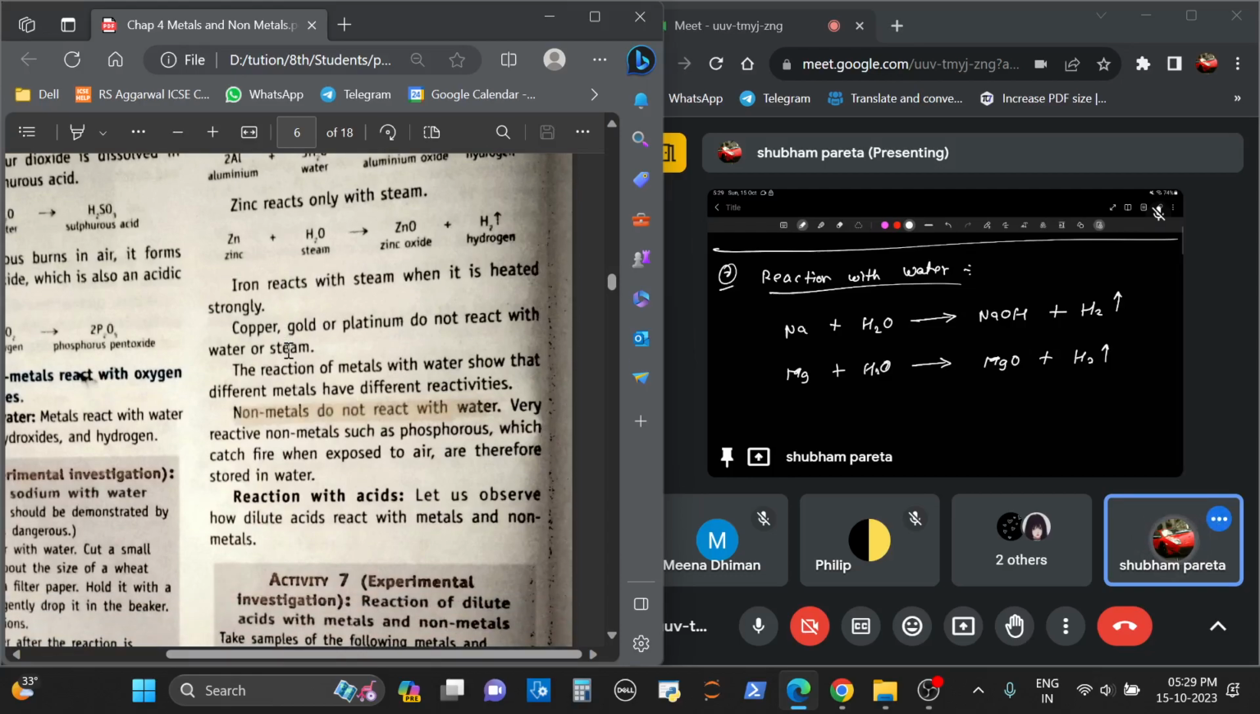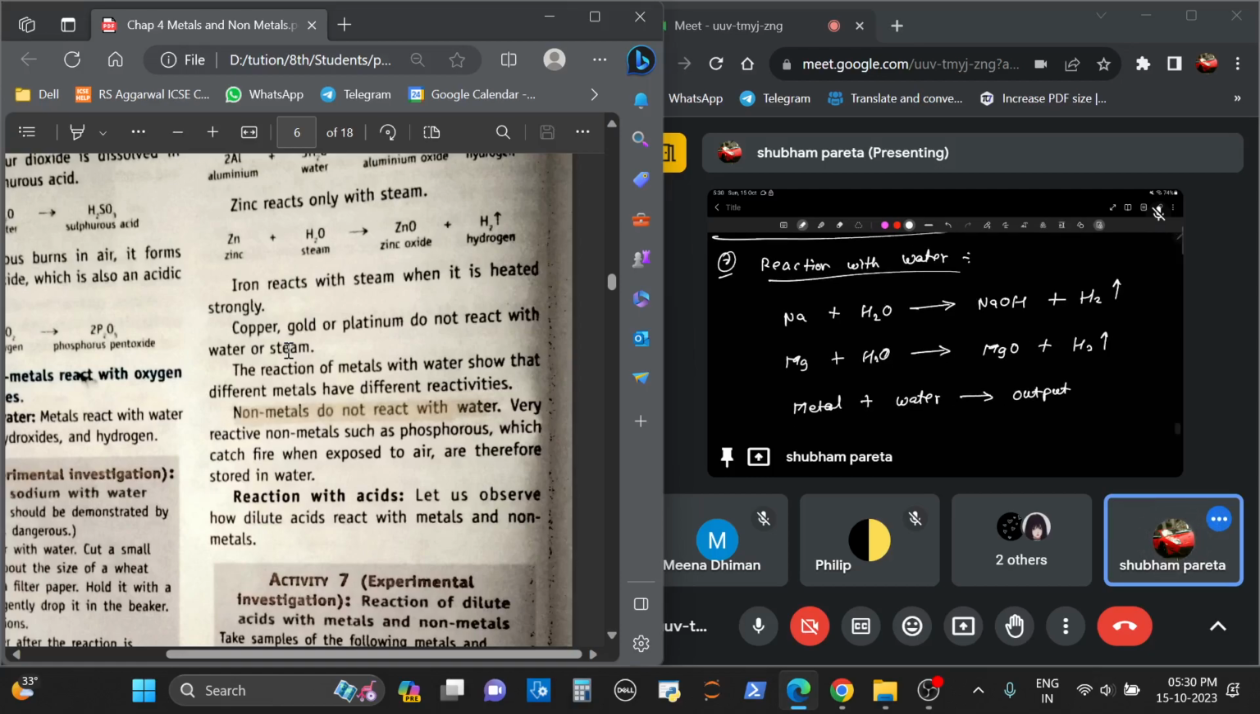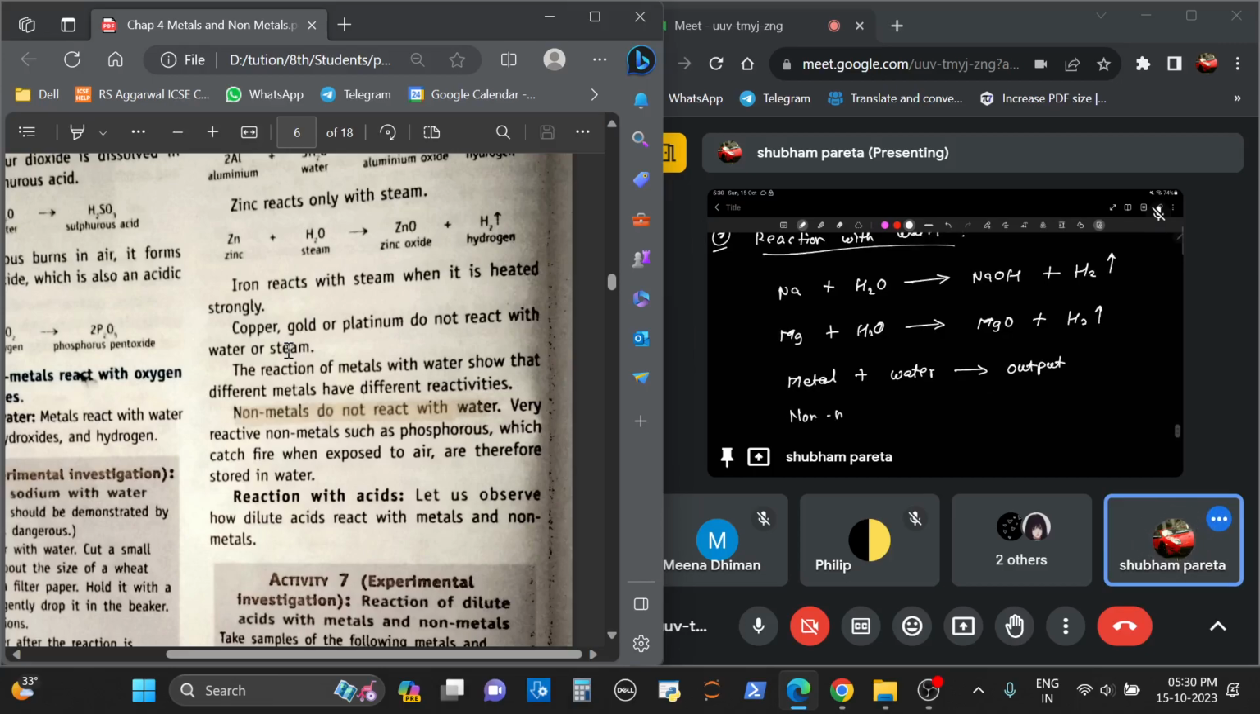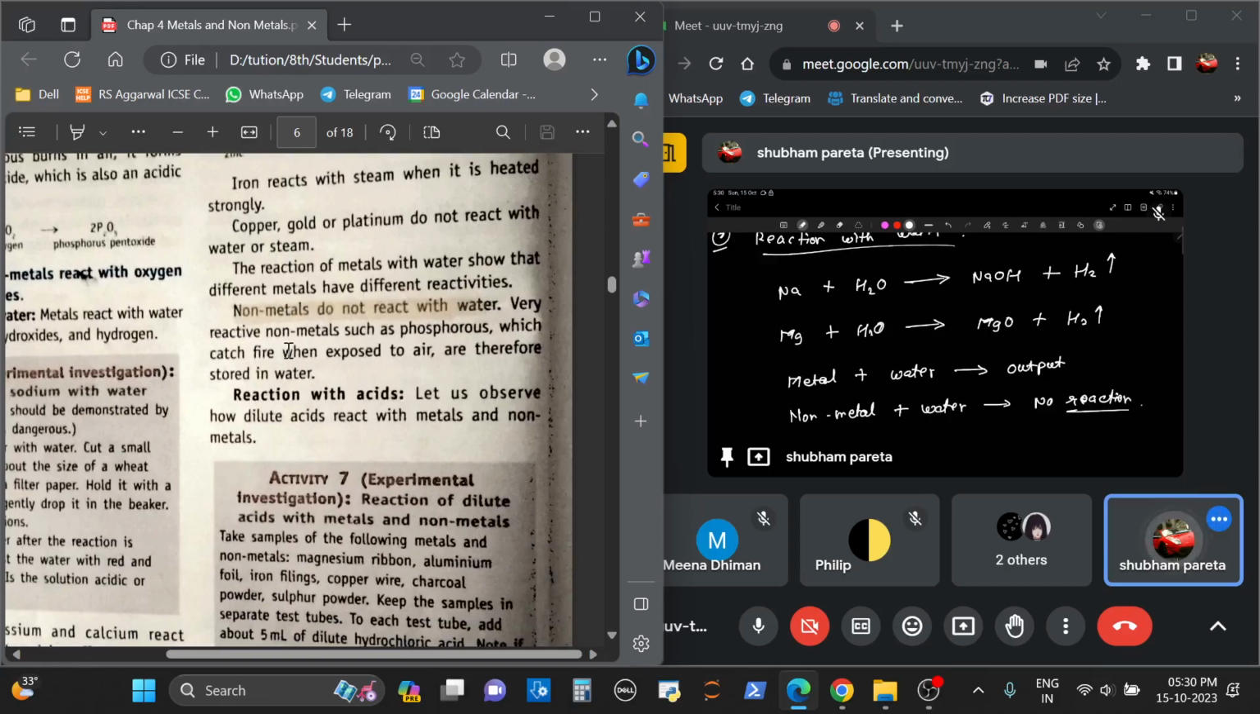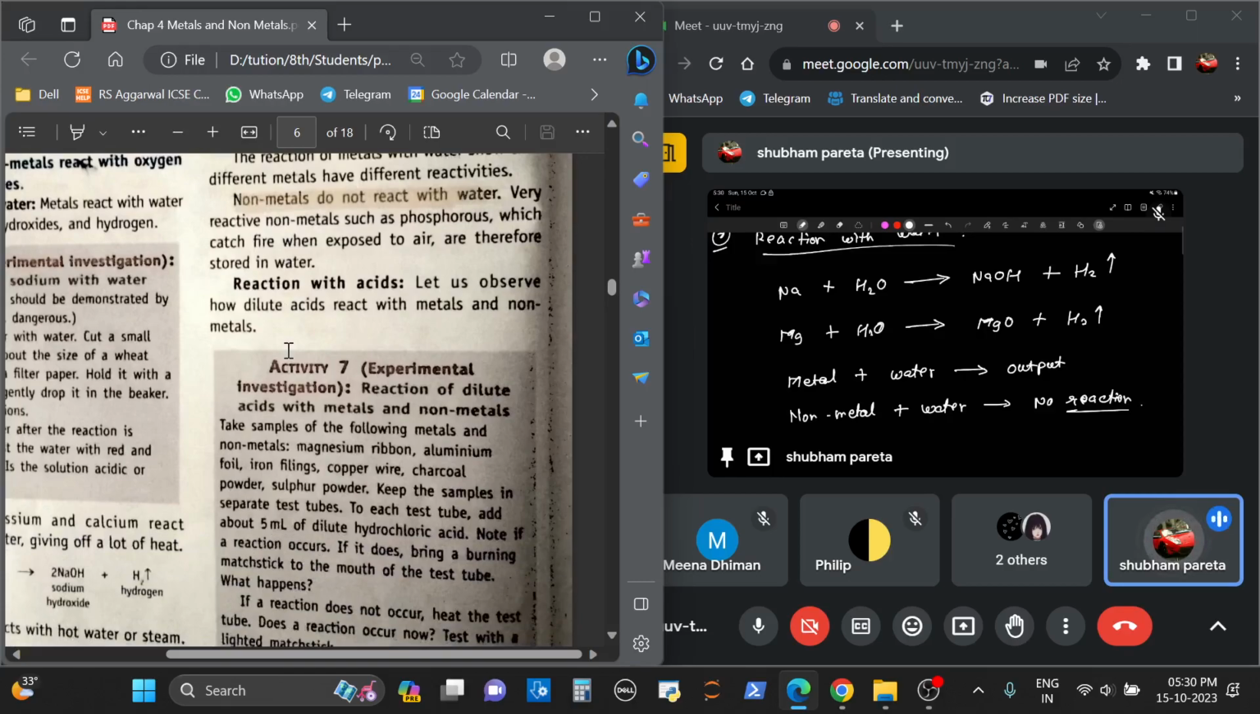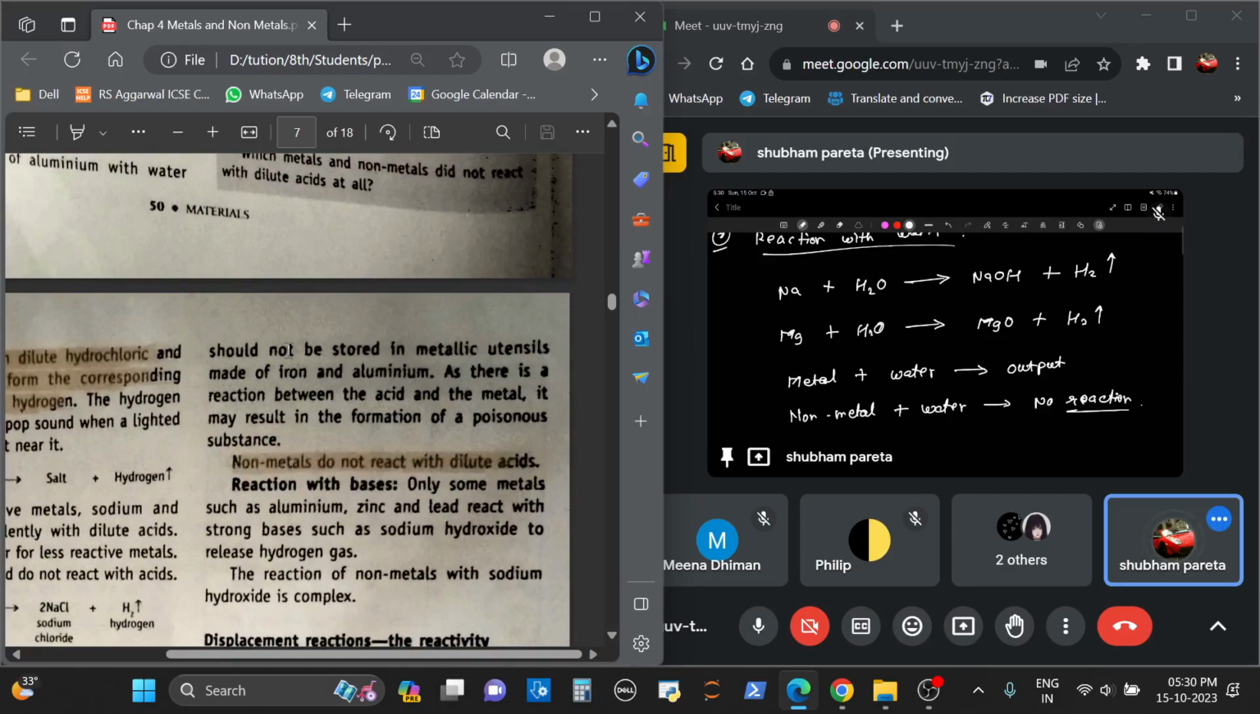Now, metal plus water shows an output, but non-metal plus water gives us no reaction, guys. It will provide no reaction. They do not show any reaction with water. Non-metals do not react with water, so they are very non-reactive with water.